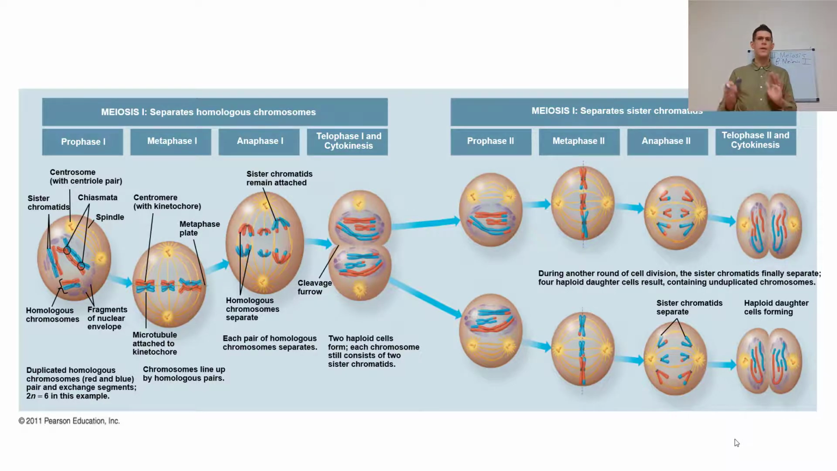During prophase 2, break down the DNA, break down the nuclear envelope, same as prophase of mitosis. Metaphase 2, line them up in the middle of the metaphase plate. Anaphase 2, separate those chromatids. They're going to become individual chromosomes. You're separating the sister chromatids there. And then telophase 2, you will have 4 haploid gametes.